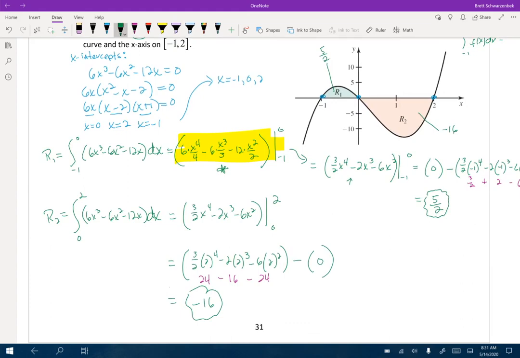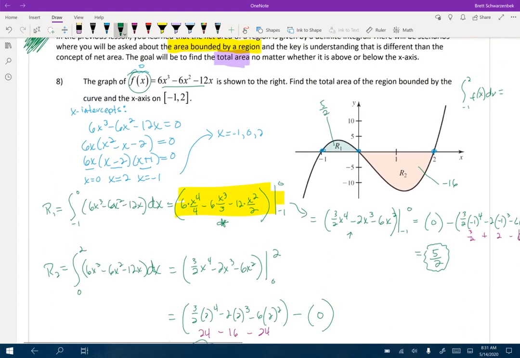And by the way, what a lot of students will do is they'll find this area and then take the absolute value of it to find the total area. That is dead wrong. Why? Because by doing that, you're actually taking away from the negative area with its positive area, so you're not getting the full area regions that you have. So don't do that either.